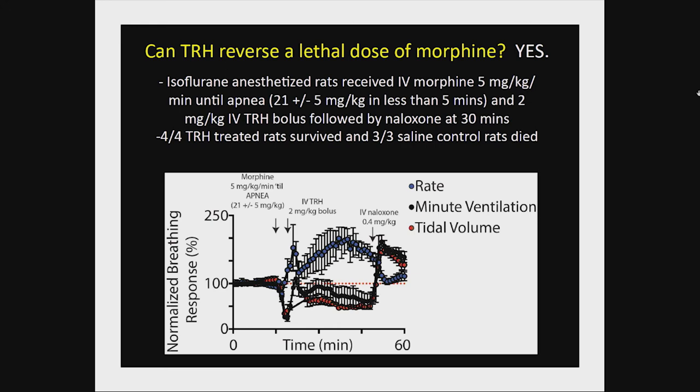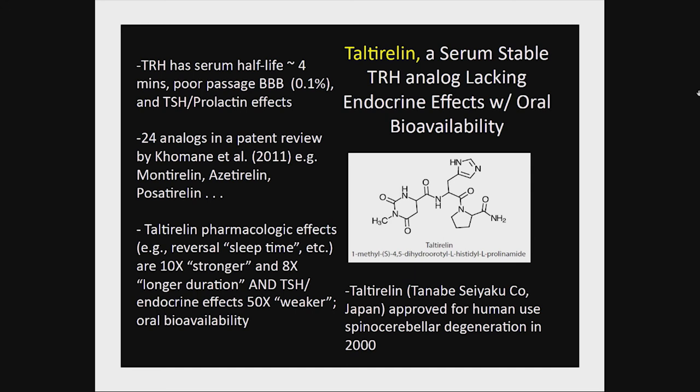So one of the problems with TRH as a therapeutic agent is that it has a very crummy bioavailability. It has a short serum half-life of only 4 minutes. And it's estimated that less than 1% of systemically administered TRH actually makes it into the brain. And the other problem for prolonged administration is its endocrine effects, the thyroid effects and the prolactin effects.